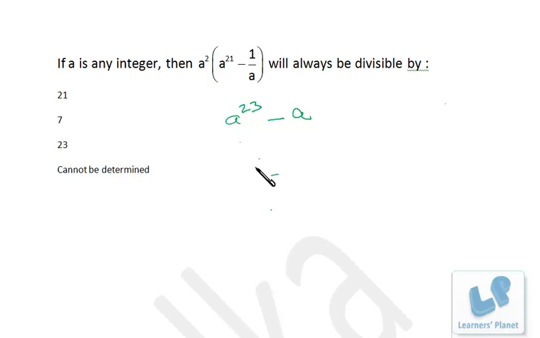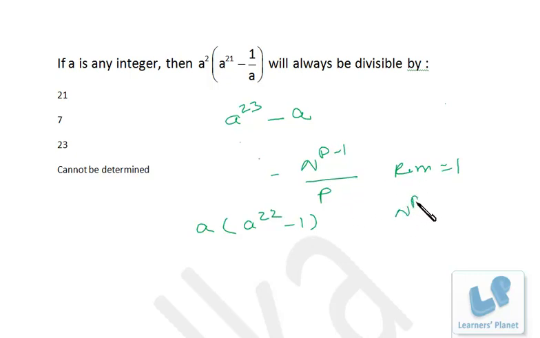So I just want you to recall Fermat's theorem. According to Fermat's theorem, any number, say n raised to p minus 1, when divided by p, the remainder is 1. Here, what is the condition? That p should be prime and n and p should be co-prime to each other. So if I make comparison of this expression with this, that's a raised to 22 minus 1, right? Now what is happening? n raised to p minus 1 when divided by p, the remainder is 1. That means n raised to p minus 1 is divisible by p. Okay, so here a raised to 22 minus 1 will be divisible by 23.